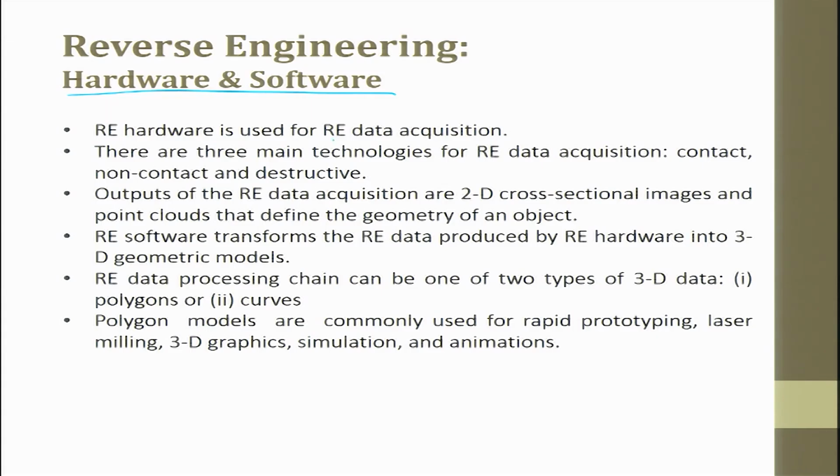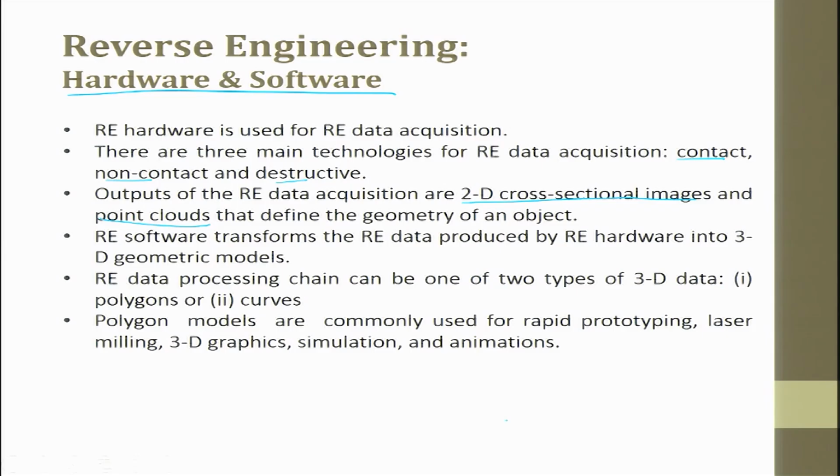RE hardware is used for RE data acquisition. There are three main technologies of RE data acquisition: contact, non-contact and destructive. Outputs of the RE data acquisition are 2D cross-sectional images and point cloud data. These are the two things: 2D cross-sectional image.